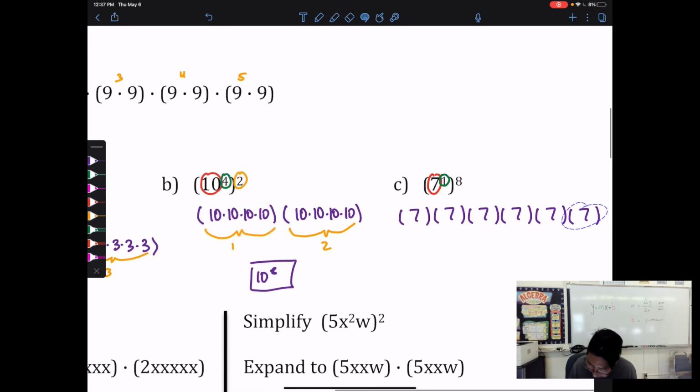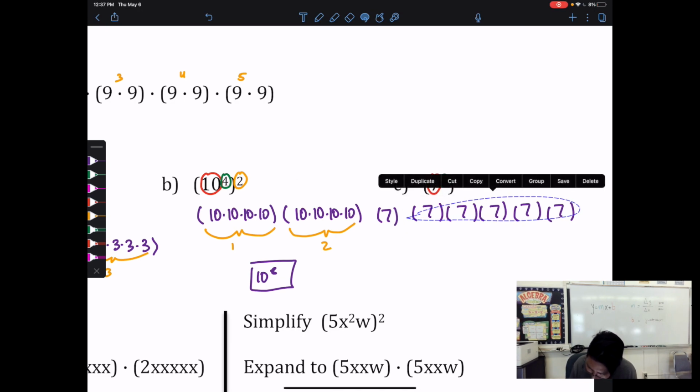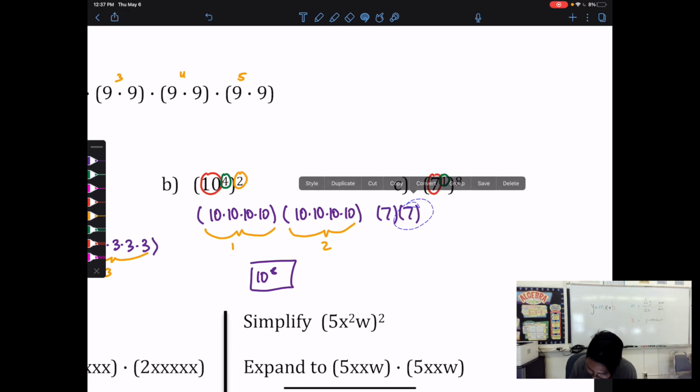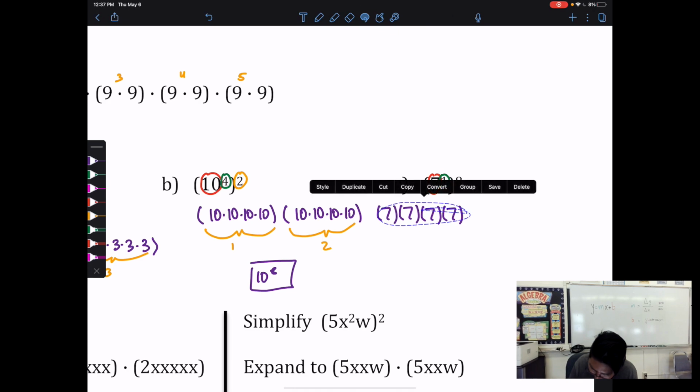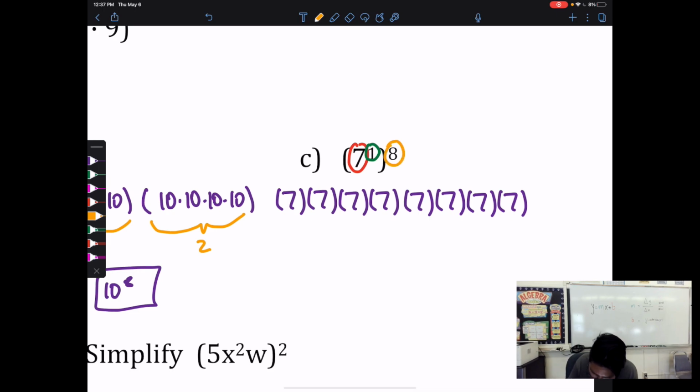I don't think I have enough space. Let me try to move all this. Wow, that was really dumb of me. I'm going to try that again, but make it smaller. 1, 2, 3, 4. I'll cheat the system. 5, 6, 7, 8. So here you can see that now there's 8 of them. 1, 2, 3, 4, 5, 6, 7, 8. So our answer here is 7 to the 8th power.